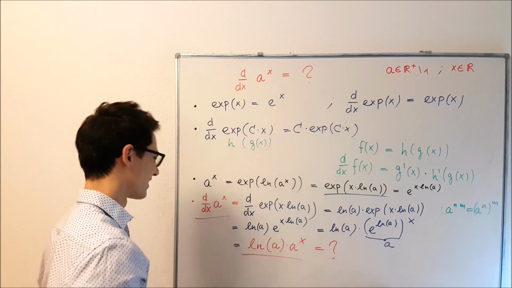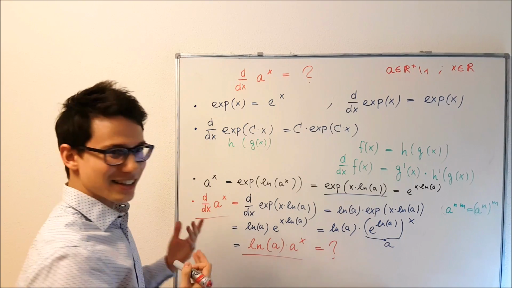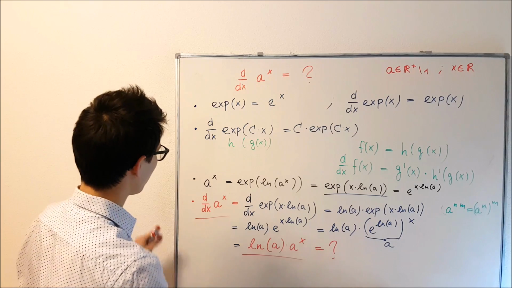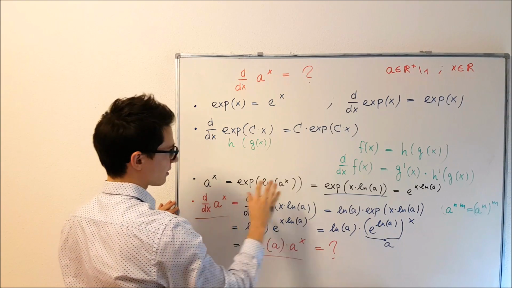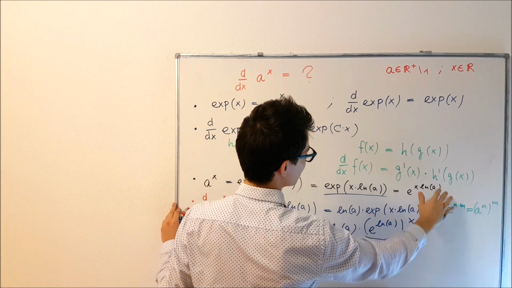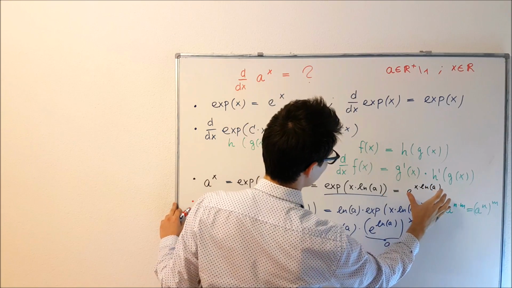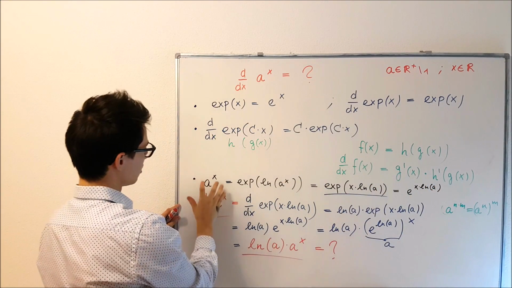Oof, we're done. Okay, so that's really the reason why e to the power x times ln a is really a much nicer representation of that.